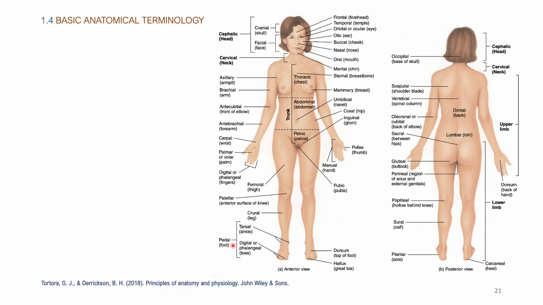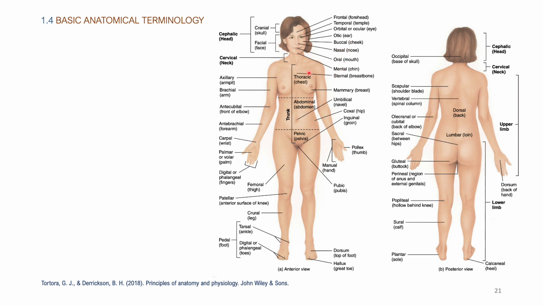Now in your foot, which is your pedal part, so this is the pedal here. The word pedal, like if you heard the word pedestal or pedestrian, pedicab, the ped refers to the foot. Now tarsal for ankle, or digital or the phalangeal for your toes. Next would be this part, the frontal, the forehead, the temporal, the temple, orbital or ocular for your eye, otic, ear, buccal, nasal, oral, mental.